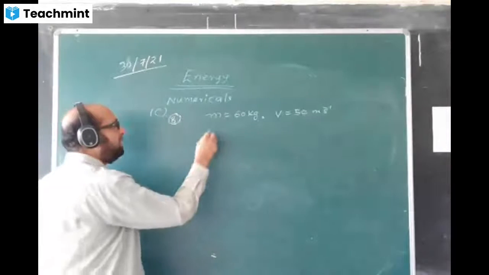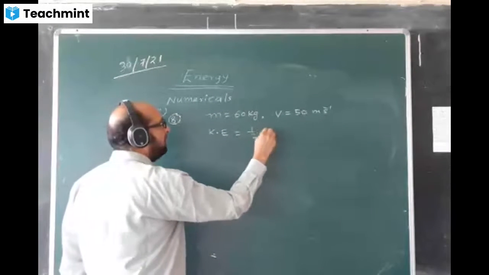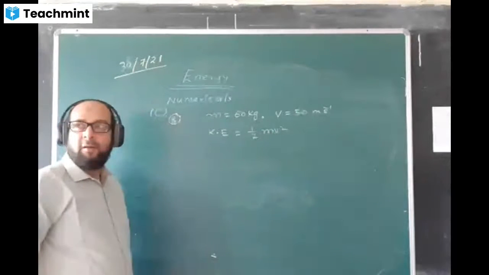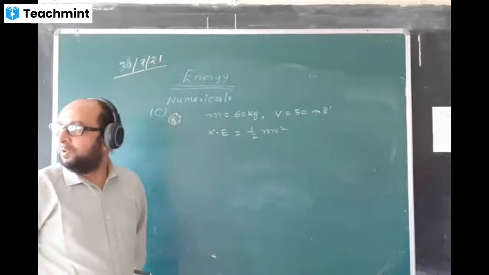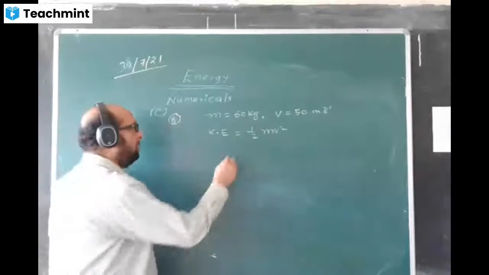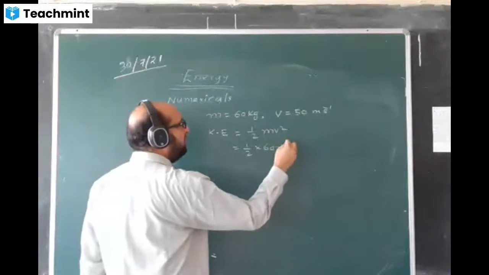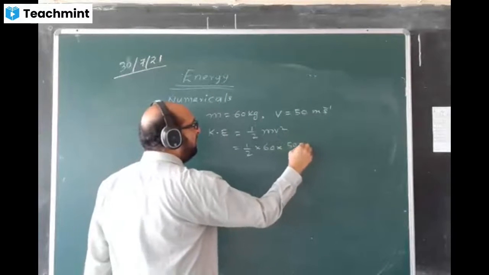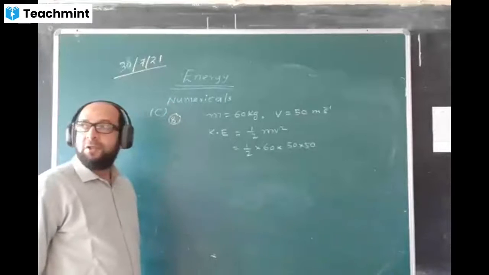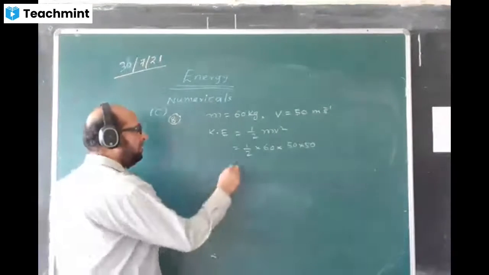What is the formula of kinetic energy? Kinetic energy equals half m v square. You can directly write half mv square. Put the values: half, mass is 60, v value is 50. You can write 50 into 50 two times because of the square, or if you want, you can write 50 whole square. Now cancel and get the answer.